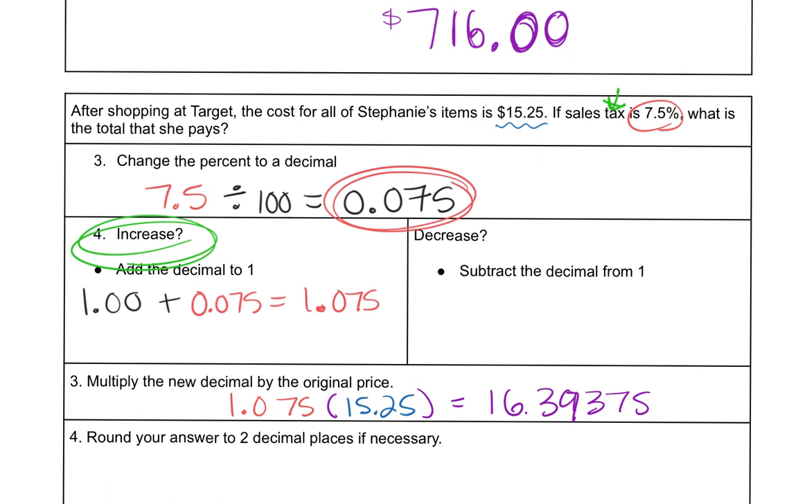Then we need to round to 2 decimal places. So 1, 2, look next door. Is it 5 or bigger? Nope, it's not 5 or bigger. It's 4 or less. So the underlined number gets to rest, which means it just stays the same. So $16.39.